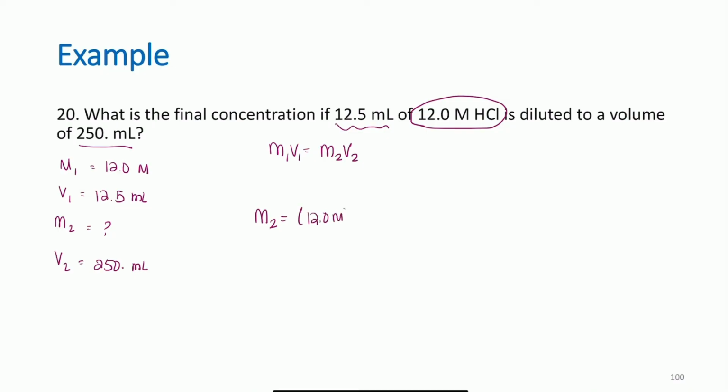M1, 12 molar. V1, 12.5 milliliters. V2, 250 milliliters. 0.600 molar HCl. So if I diluted 12.5 mLs of a 12 molar HCl solution to 250 total mLs, my solution concentration would be 0.600 molar.